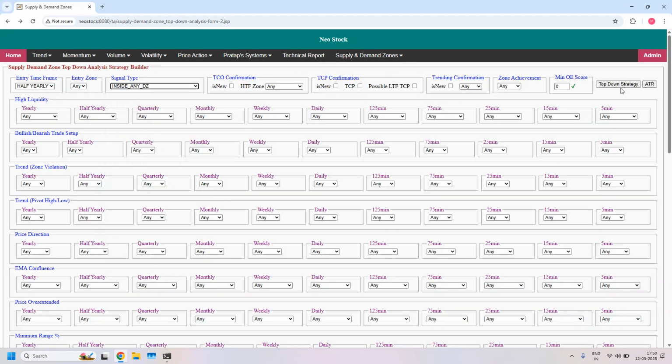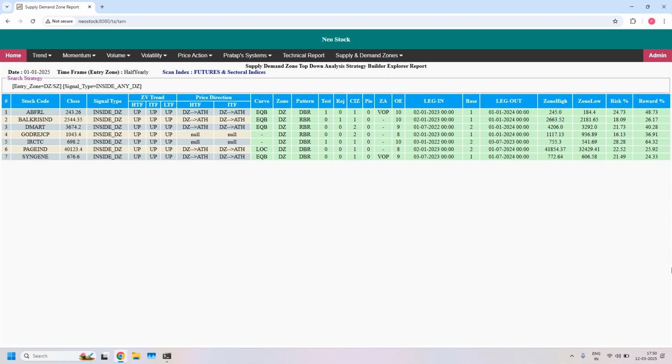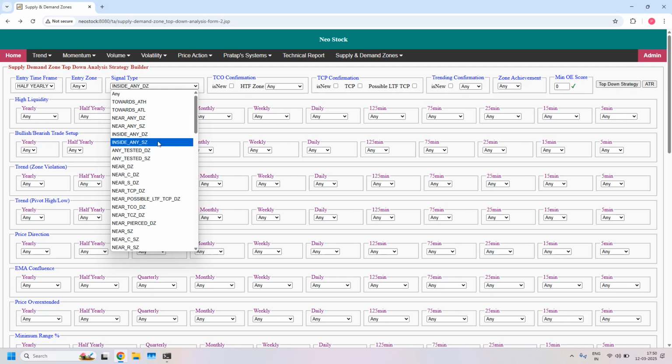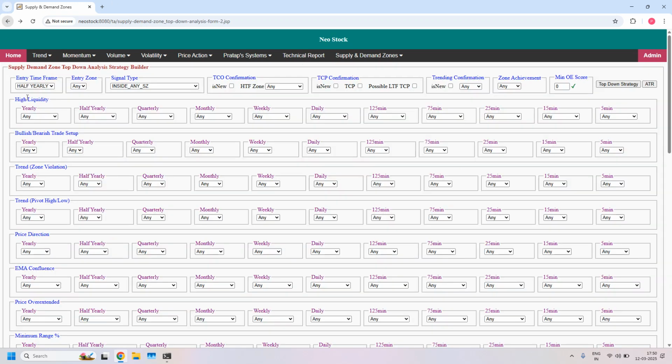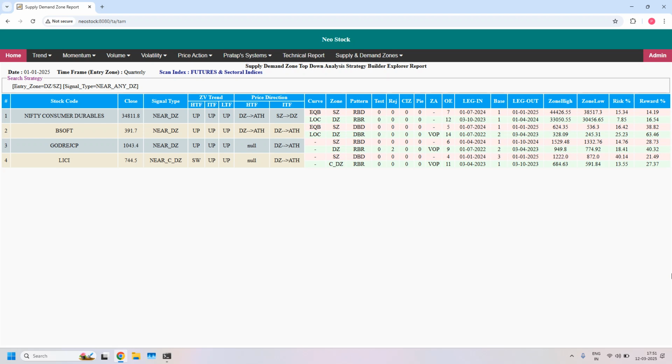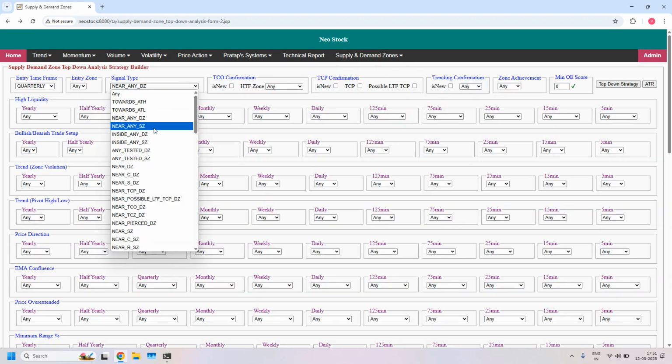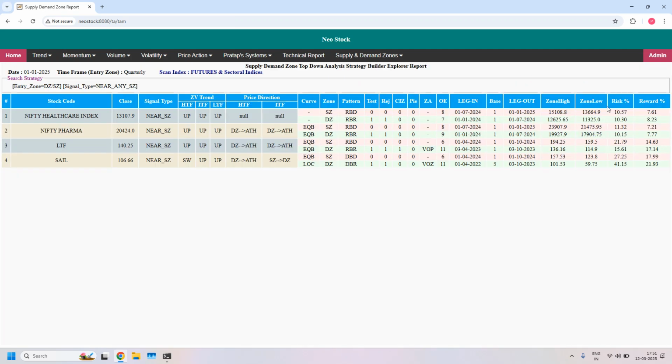Stocks whose price closed inside the half yearly demand zone, we got 7 stocks. Next, price closed inside half yearly supply zone, we got 2 stocks. Next time frame is quarterly. Stocks near quarterly demand zone, 4 stocks we got. Next, stocks near quarterly supply zone, we got 4 stocks.